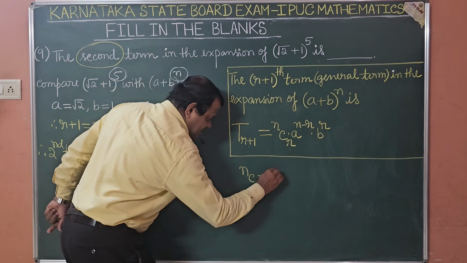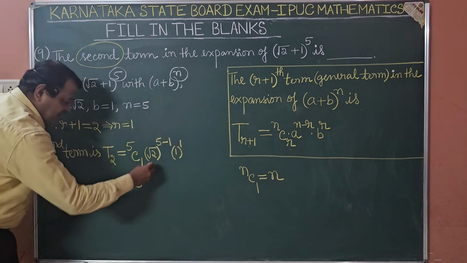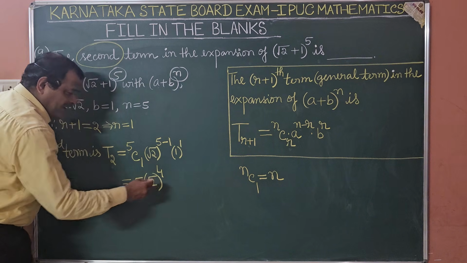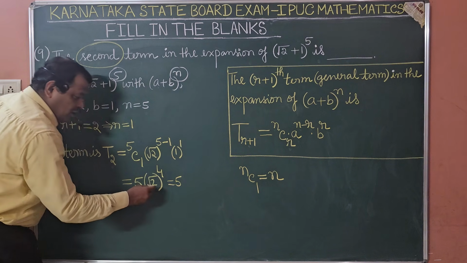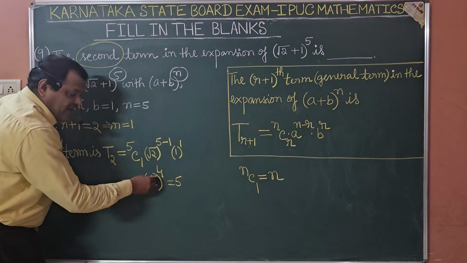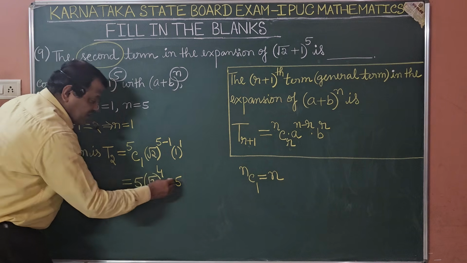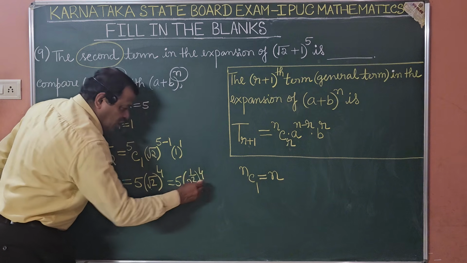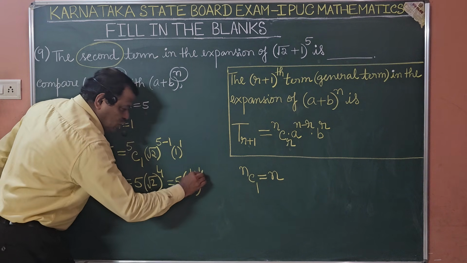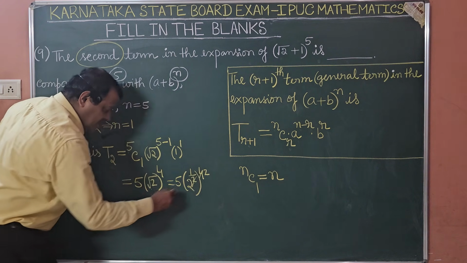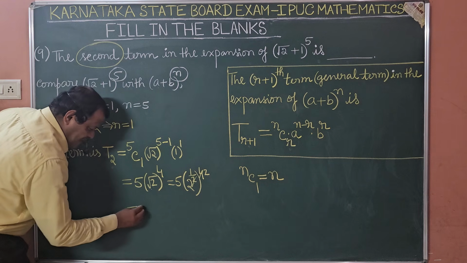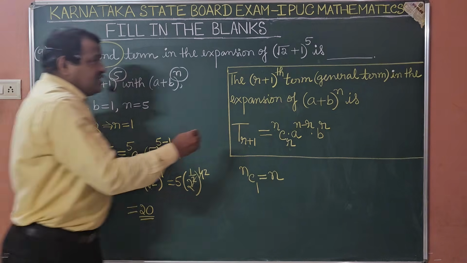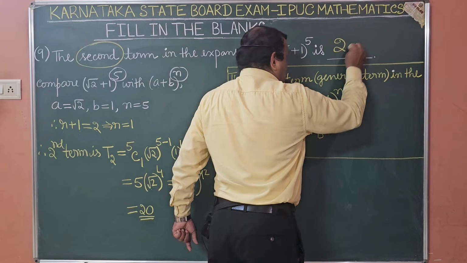And 5C1 from memory is 5, because nC1 is always n. So 5C1 is 5 and this is square root 2 power 5 minus 1, which is 4. And this is 5 into square root of 2, meaning 2 power half, whole power 4. Therefore, it could be written as 2 power half whole power 4. 2 goes in 4 two times. Therefore, 2 squared, 4, into 5. So 20 is the answer. Therefore, in this fill in the blank, the second term is 20.